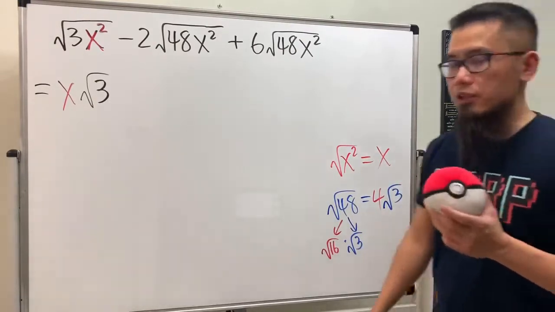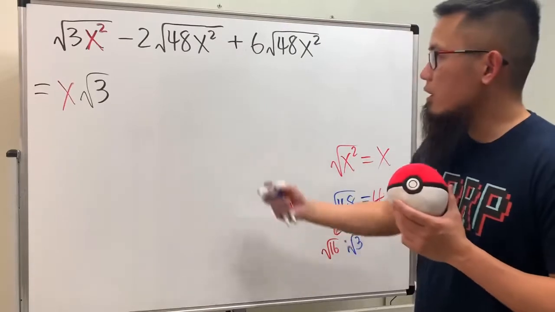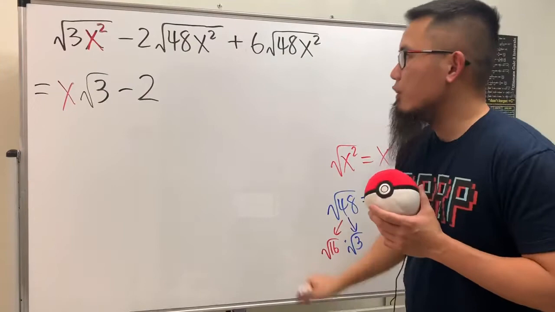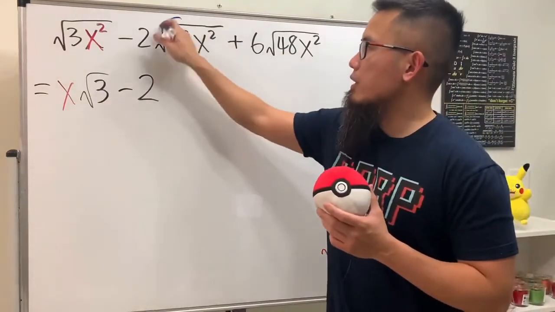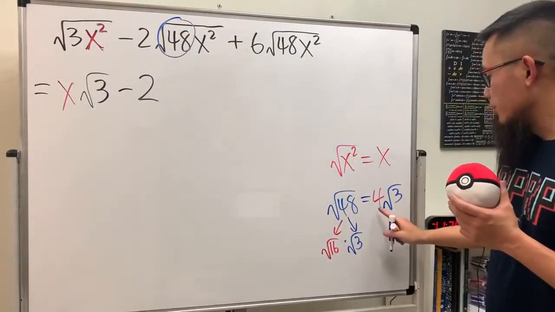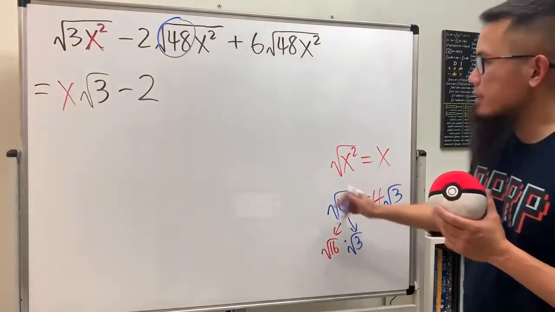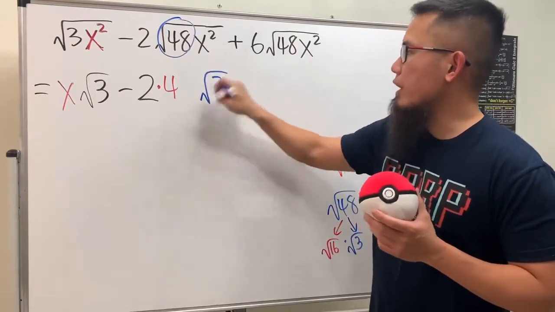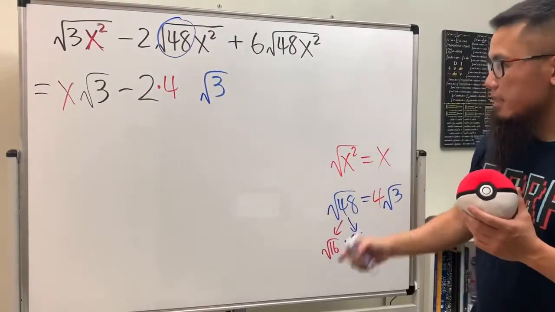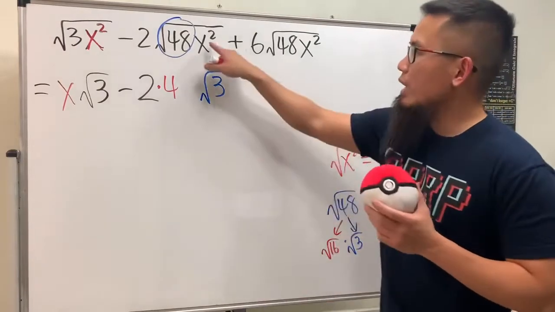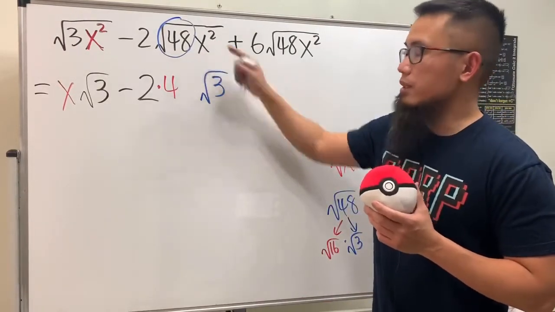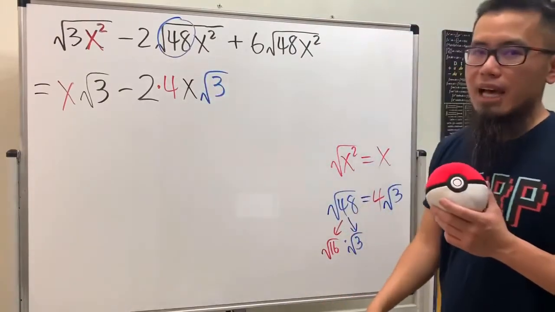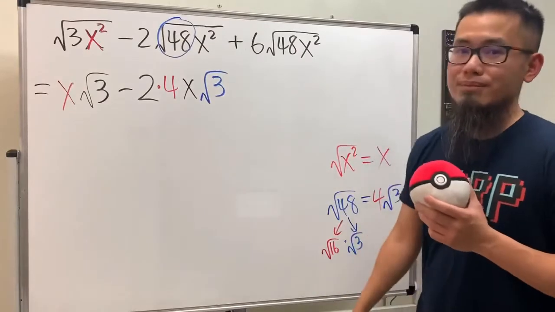Now, check this out. Here, we still have the minus 2 all the way in the front. And then, for the square root of 48, I'm going to write that as 4 square root of 3. The 4 is a regular number on the outside, and then we still have the square root of 3 right here. And remember what we said earlier, the x squared inside of the square root will give us the x on the outside. Just like that. Cool, huh?